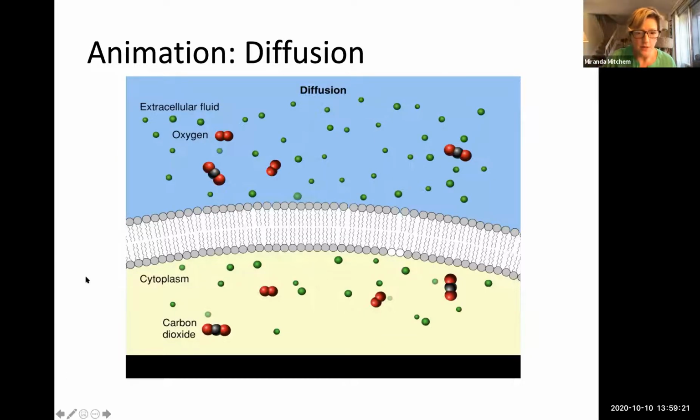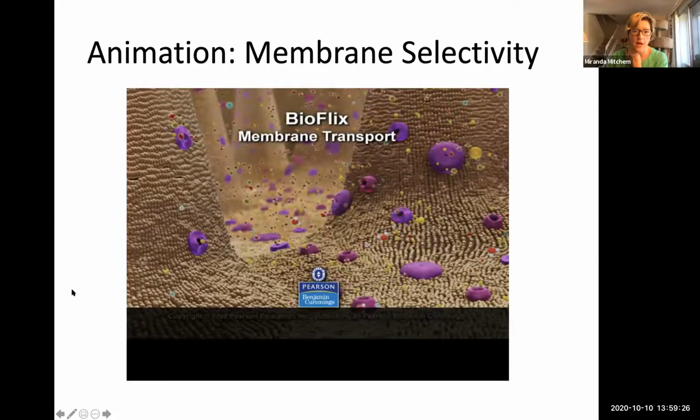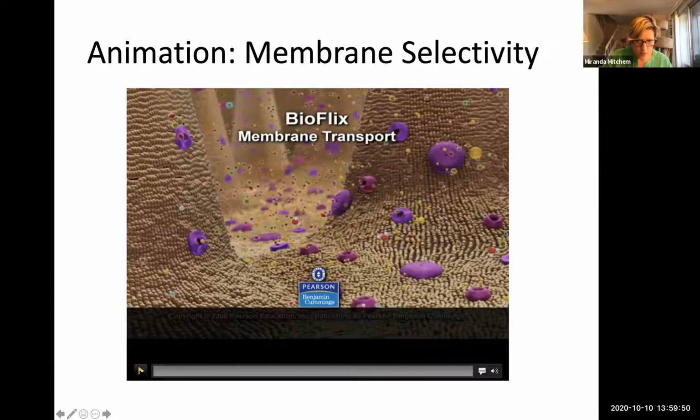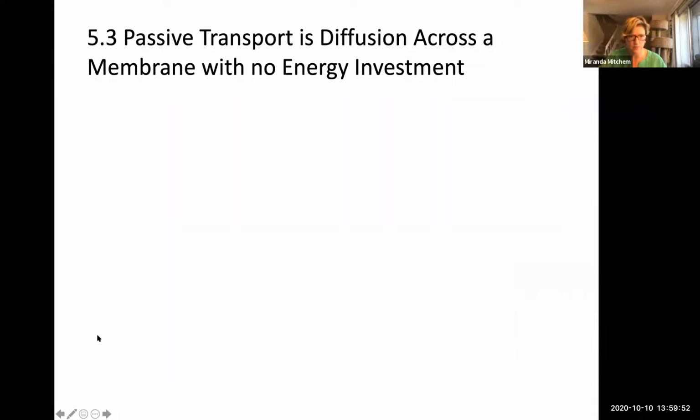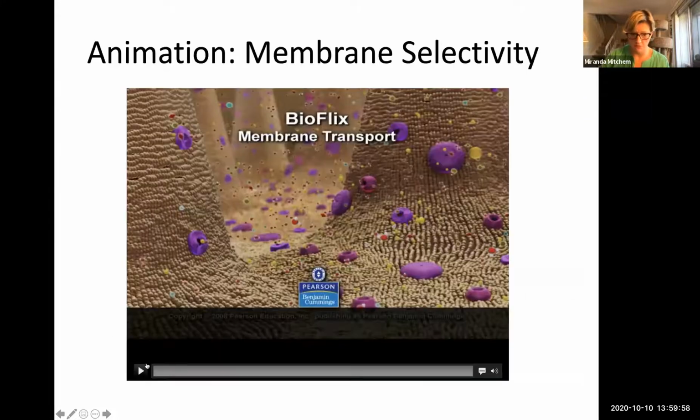Okay, we're going to look at another animation here. We saw a little bit of this in the video just now, but this demonstrates the selectivity of the membrane. And this ties to a lot of things, including whether or not there are protein channels that are being utilized for diffusion. So this is another short video.